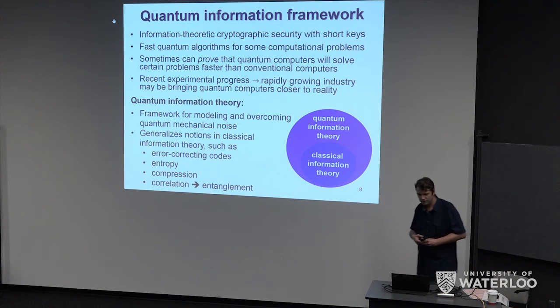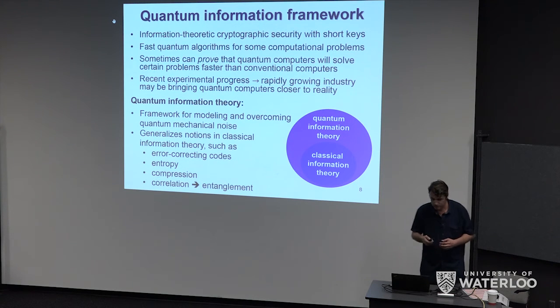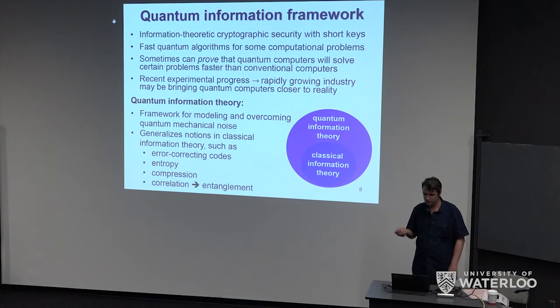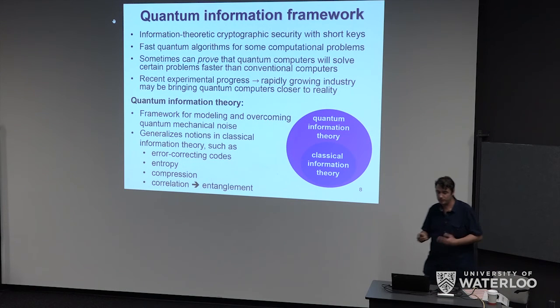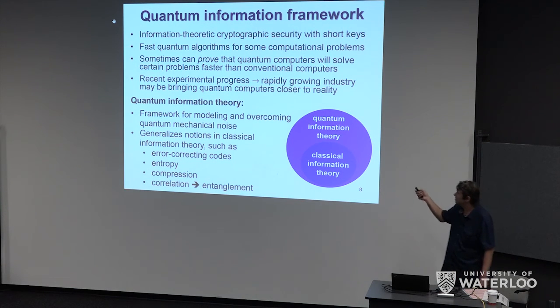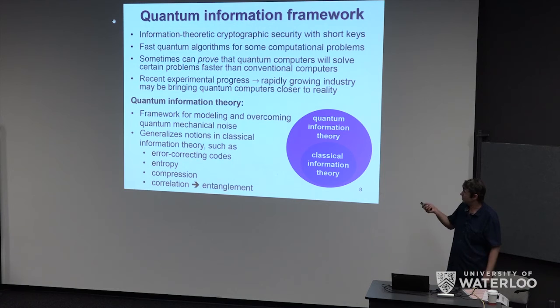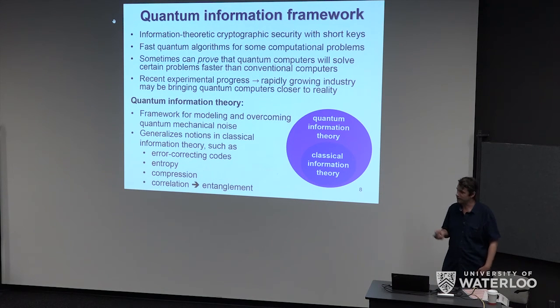In the quantum information framework, we'll study various things that arise in that setting. We'll see that you can achieve information theoretic provably good security with short keys, and that there exist known fast quantum algorithms for some computational problems, such as factoring. In some cases, we even have the ability to prove that quantum computers can solve certain problems faster than conventional computers, at least in certain models.